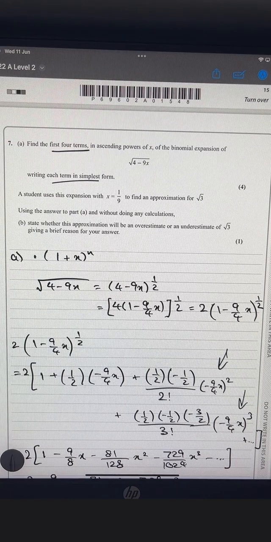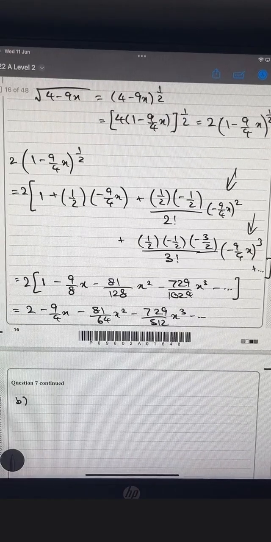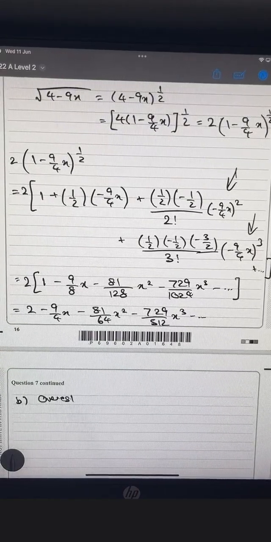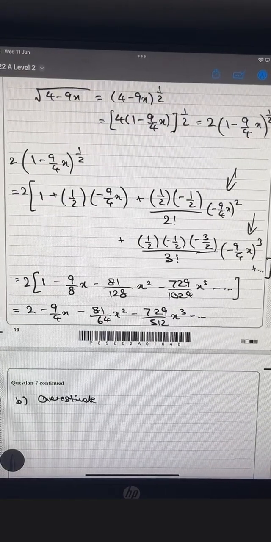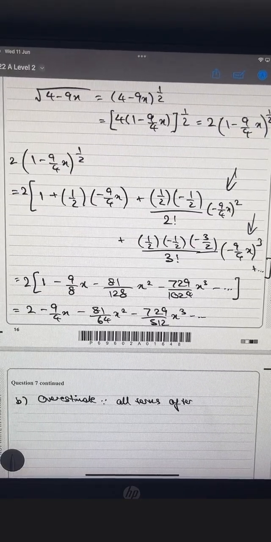All right. So part B, it would be an overestimate when using this. Why? Because all the terms after the first one are negative.